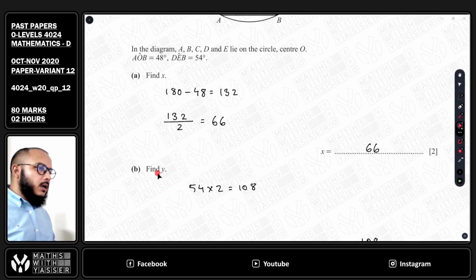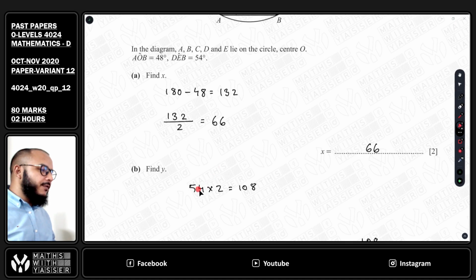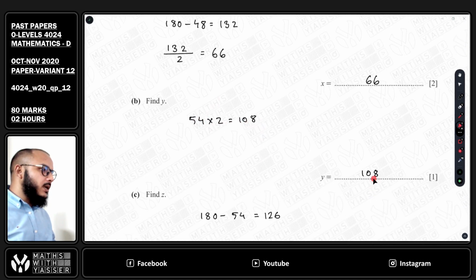Then we have to find y. So we need to find this angle. This angle is subtended by the points B and D. Also, the angle at E is subtended by B and D. So we can think of the rule which says the angle at the center is twice the angle at the circumference. So it should be 54 times 2, which is 108.